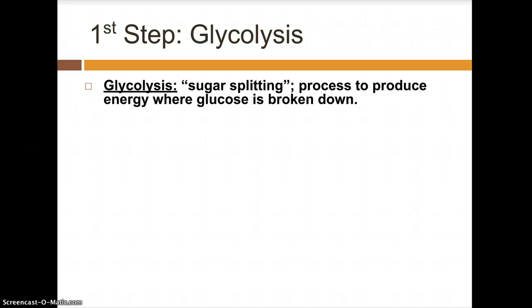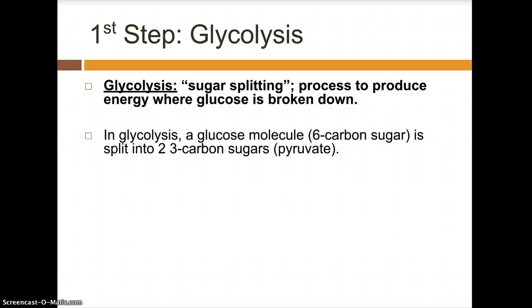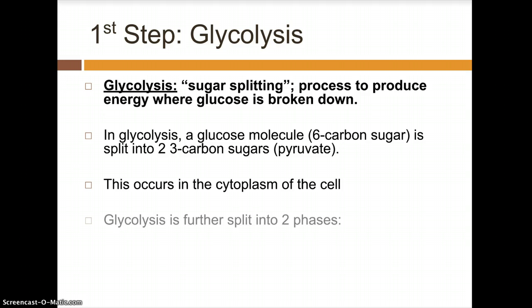So glycolysis is sugar splitting, okay? This is the process to break down glucose into more simple molecules. The simpler the molecules we have, the greater ability we have to break it down into ATP. Also, when we break the bonds of this glycolysis, energy is released to generate that ATP. So we break our 6-carbon sugar down into 2 3-carbon sugars. What that means is we break our 6-carbon ring of glucose into 2 different molecules of a 3-carbon sugar called pyruvate. And as I mentioned, this occurs in the cytoplasm of the cell.